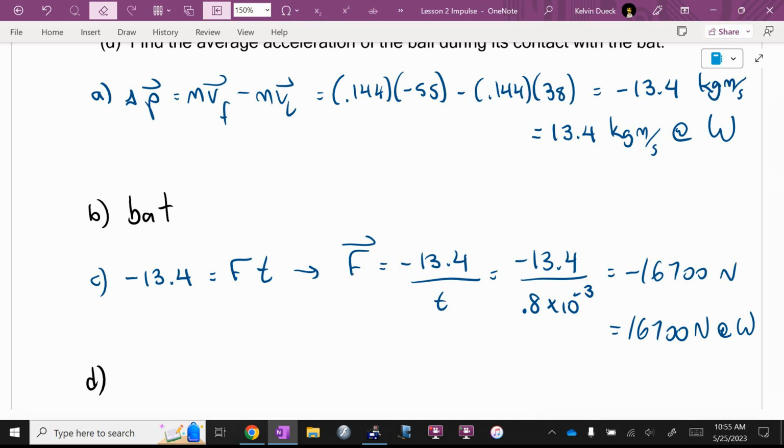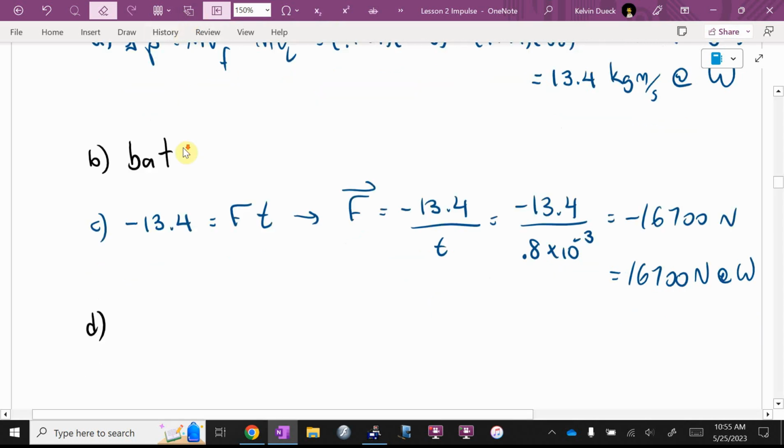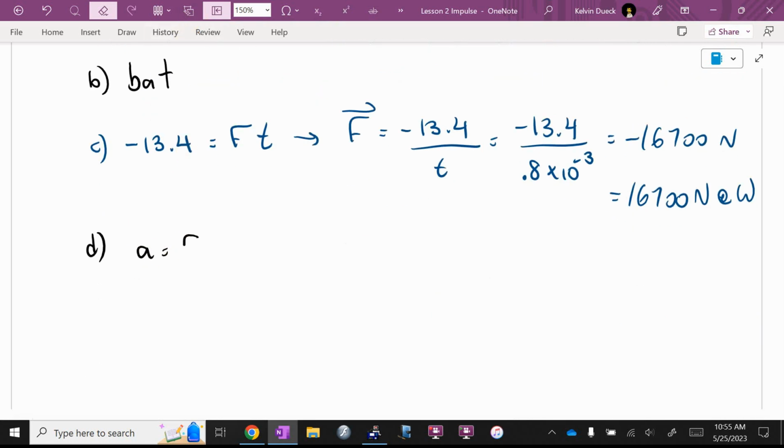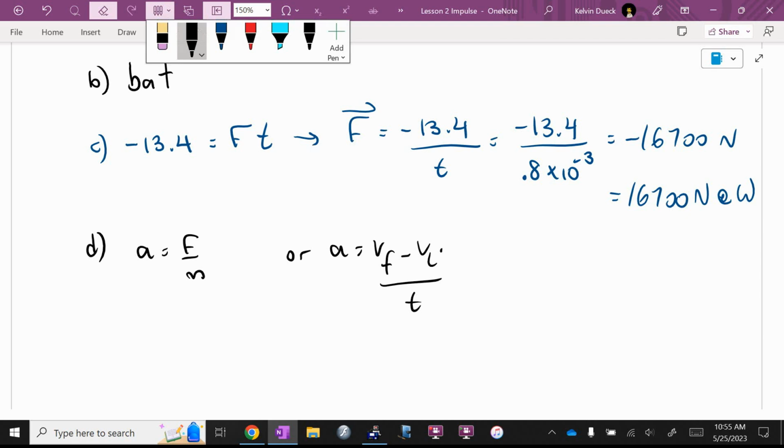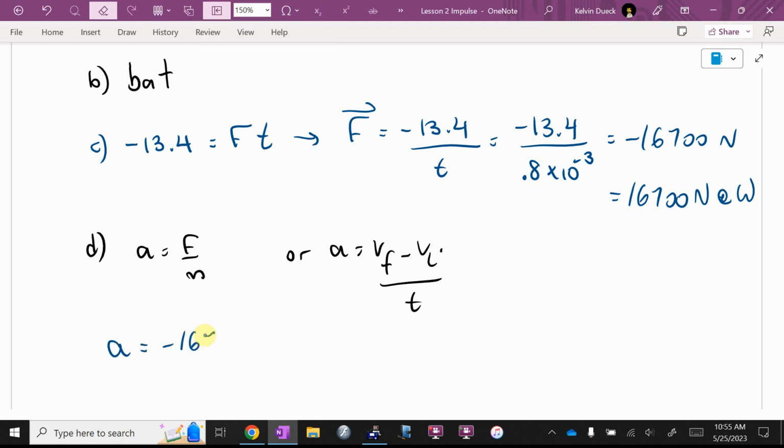Oh, what did I find in part C? I'm going to go A equals F over M. By the way, you could also go VF minus VI over T, but since I have the force sitting on my calculator, I think I would just go with that. It's going to be negative 16,740 divided by 0.144.